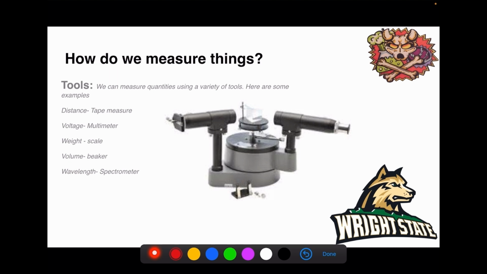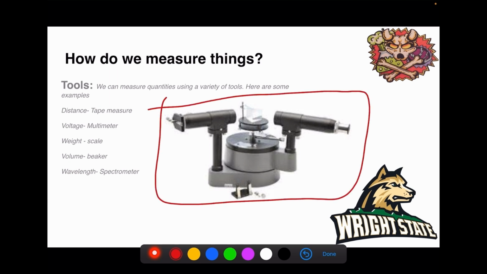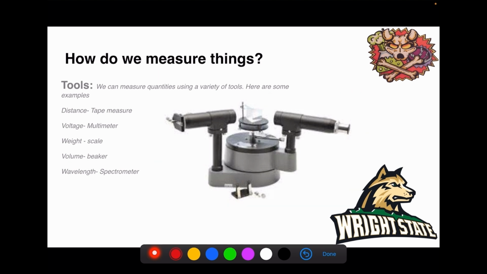Something electronic that does some calculations under the hood gets a little bit more complicated, like a multimeter or a spectrometer, can work too to give us values for stuff. This, by the way, is a spectrometer. It measures wavelength or frequencies of light, energy levels of light too.